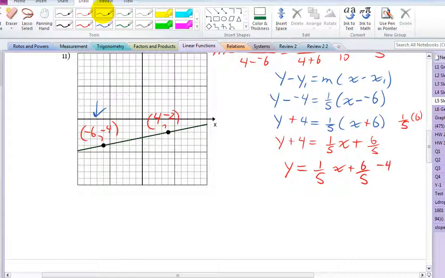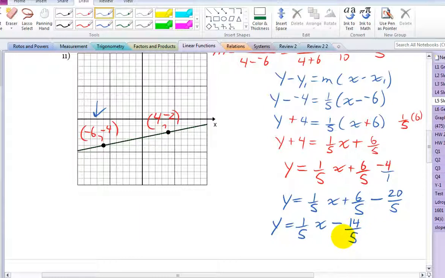So now, when we're working with fractions, what do we need? Add, subtract. We need a common denominator. So this should be over 1. So y equals 1/5 x plus 6/5 minus 20/5. So negative 14/5 is your answer. Done.